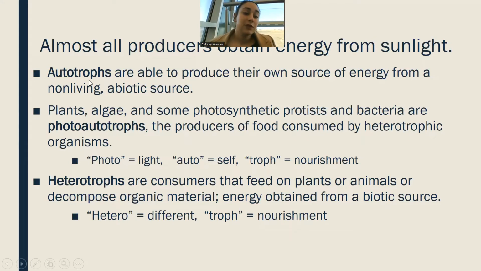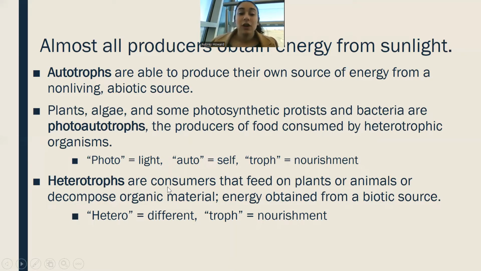Now, here's some terminology that's going to be introduced here. We have autotroph and heterotroph, and then also this other term called photoautotroph, and it's just a specific type of autotroph. Now, autotrophs, you can see the definition here. It says that they are able to produce their own source of energy from a non-living abiotic source. So this definition should look very similar to another definition that was already introduced a second ago. If you look at some of the wording there, it's very similar to a producer. So whenever you think of autotrophs, you can think of producer as a synonym.